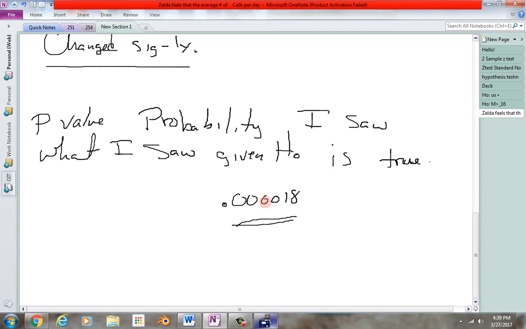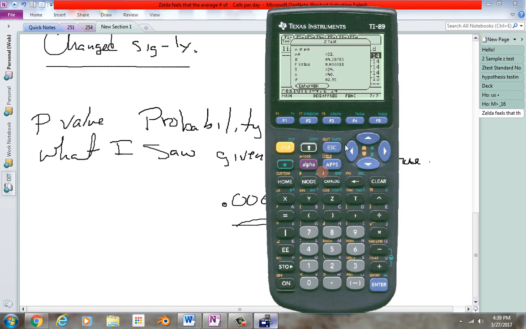There's a 0.00018% chance that I saw that sample that I got, if in fact the mean is actually 32. That's weird. Okay, that's highly weird, people. That's freaking nuts. Now, what I want to talk about for a second is, where does that number come from?